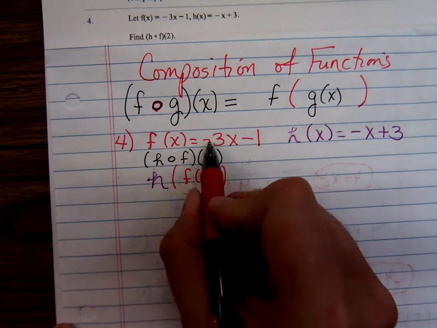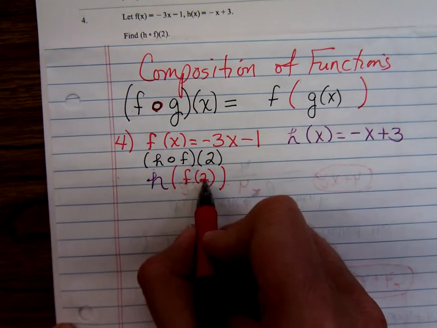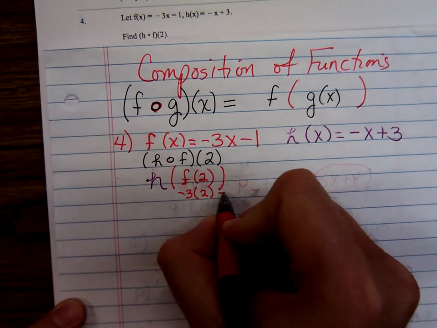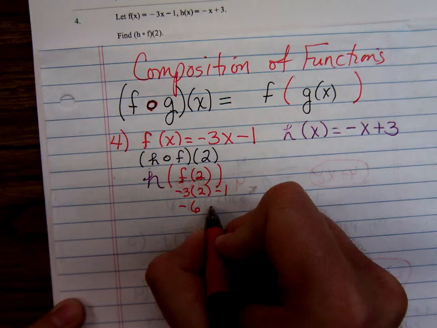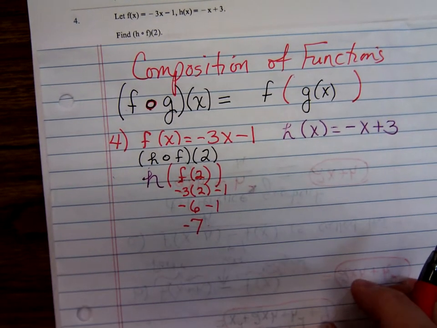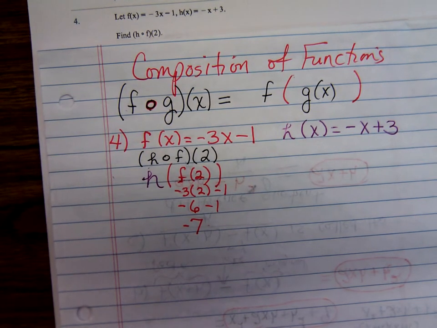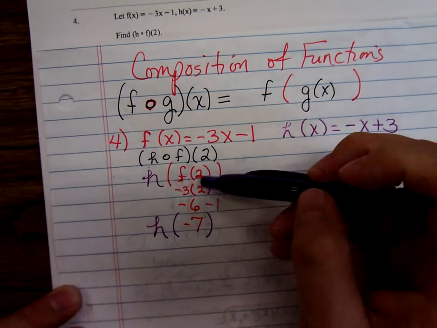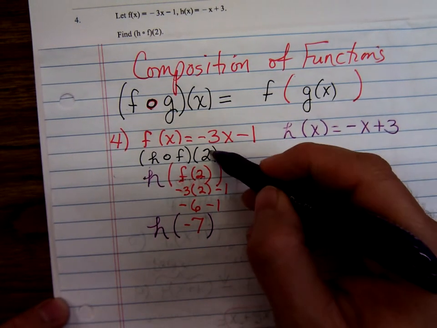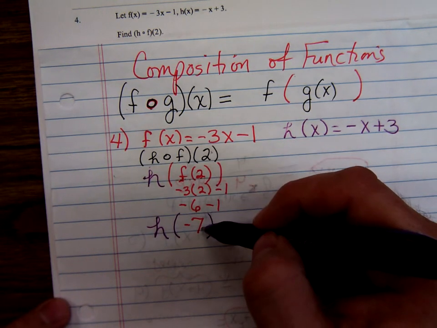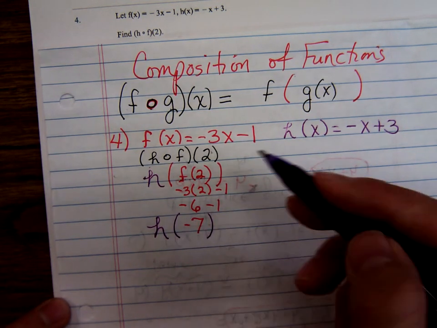Let's do that right now with red. Take the number, plug it into f. Negative 3 times 2 minus 1. That's a negative 6 minus 1. So is that a negative 7? So you take the 2, plug it into f. What am I going to do with that answer? What am I trying to hint that you're going to do with it? Plug it into h. Yes.